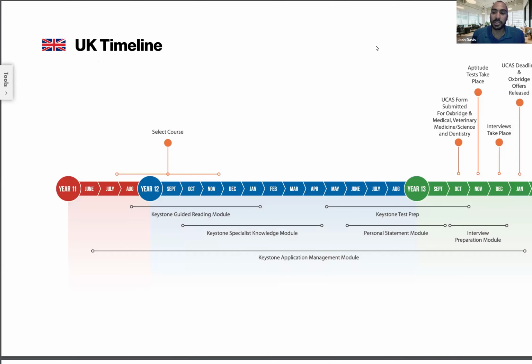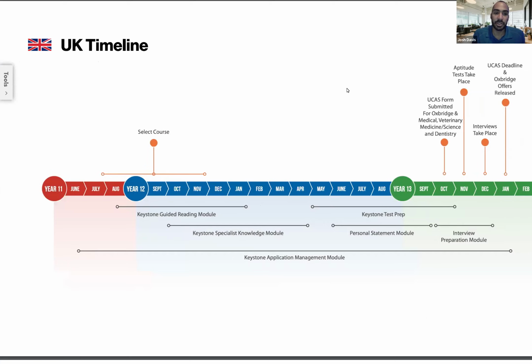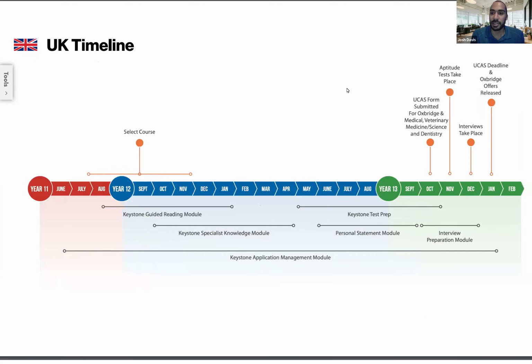Okay. As far as the timeline is concerned, we've tried to give you an idea here, starting from year 11, which is obviously 10th grade equivalent to the US. So basically the last 3 years of secondary school. And there's a few different things here. So I'll let you talk about the Keystone side and the UK side first.